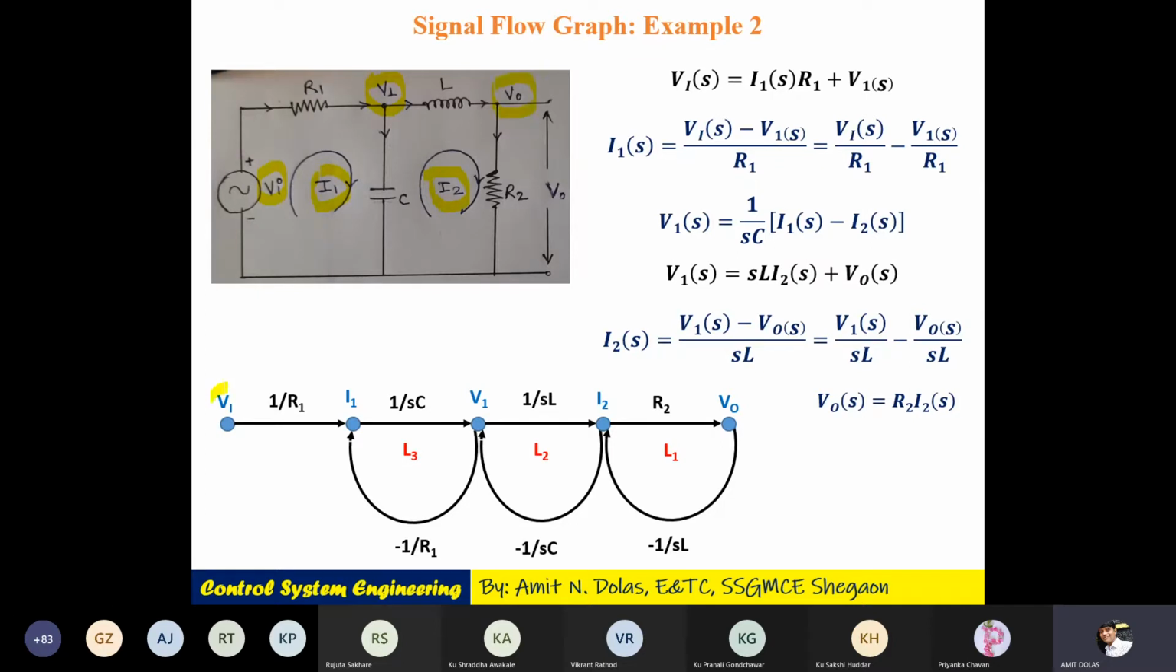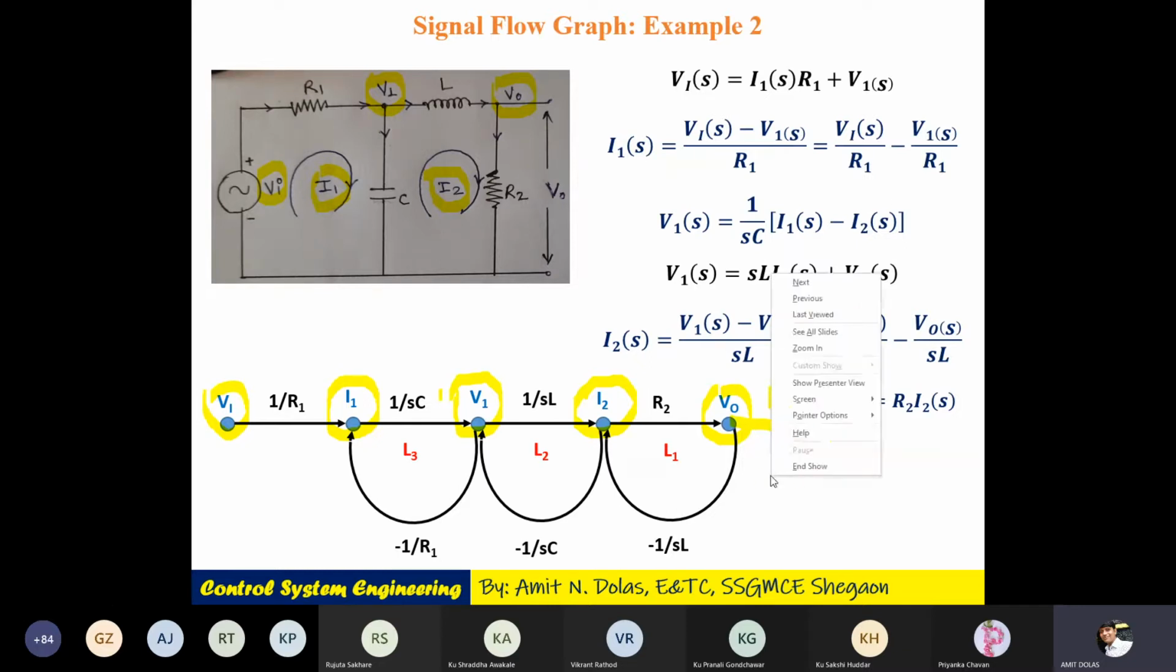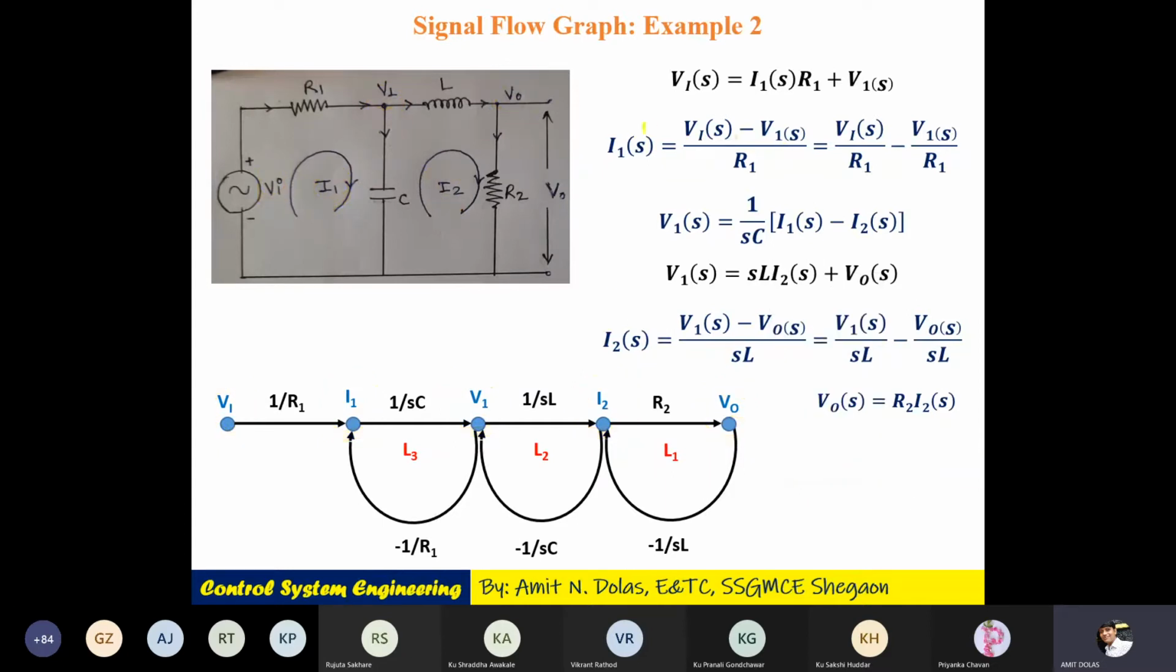So look at this. One node for V1, another node for I1, another node for V1 जैसे appear होता है उसी sequence से. Another node I2, and last one is the output V0. If you extend this likewise, writing here 1 and then if you write V0, then it is also valid. Okay, so I maintained the sequence and I derived the relation of I1 of S in terms of Vi of S and V1 of S.